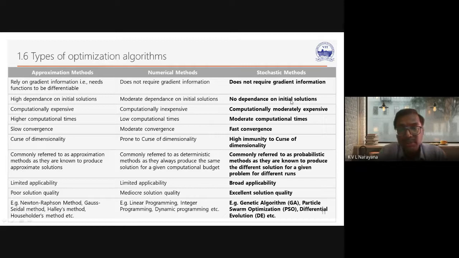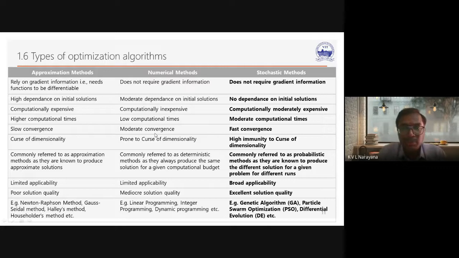Whereas the numerical methods and the stochastic methods, like what we are going to see now, that is meta-heuristic optimization, which comes under stochastic methods, have high immunity to the curse of dimensionality. That is the main advantage of stochastic methods. Another advantage of stochastic or meta-heuristic optimization methods is faster convergence with moderate computational times, being computationally moderately expensive. You can see these are all the advantages of meta-heuristic optimization algorithms compared to the numerical and approximation methods.